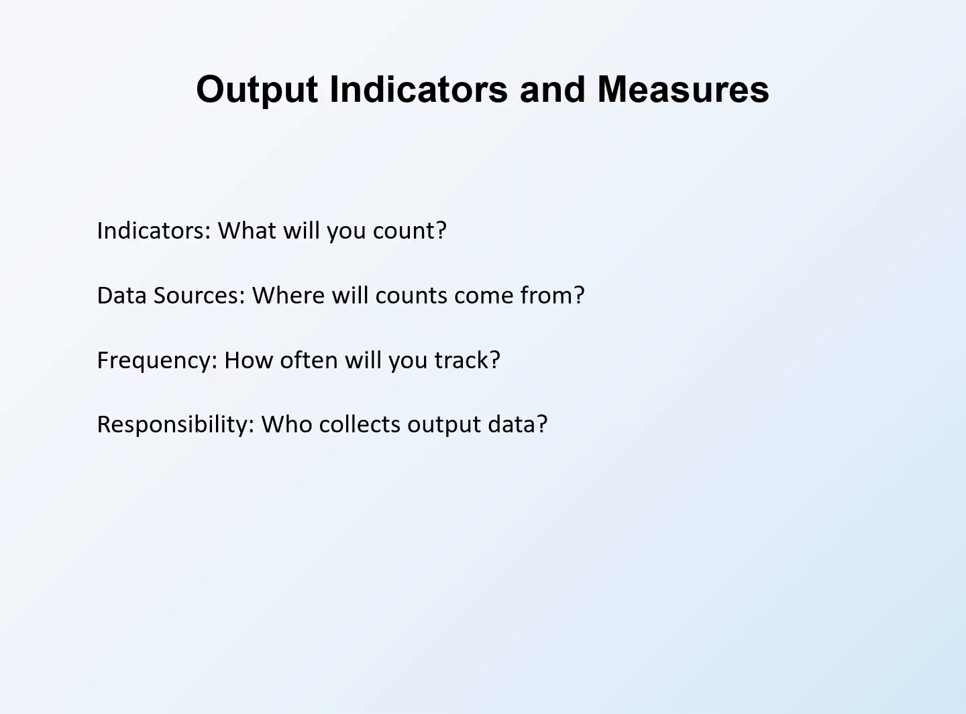Output measurement requires clear indicators and reliable data systems that you establish before the program begins. Indicators specify precisely what you will count and how you will define each measure. Be precise in your definitions. Number of unduplicated clients receiving at least one session is much more precise than simply saying people served. Clear indicator definitions enable consistent counting across staff and over time.